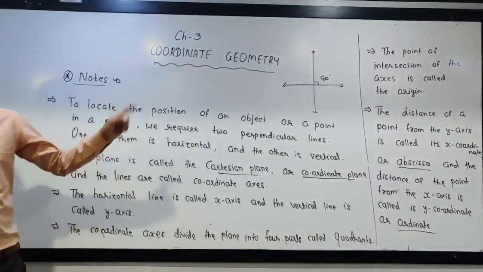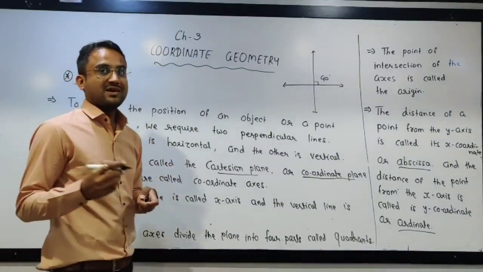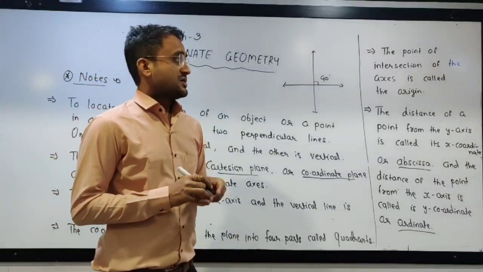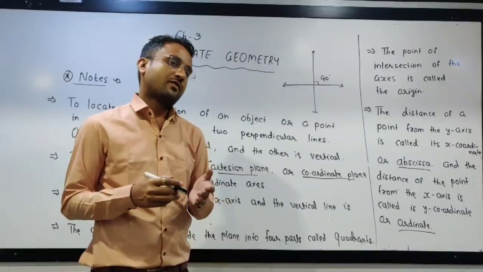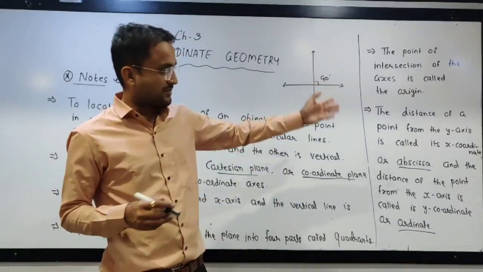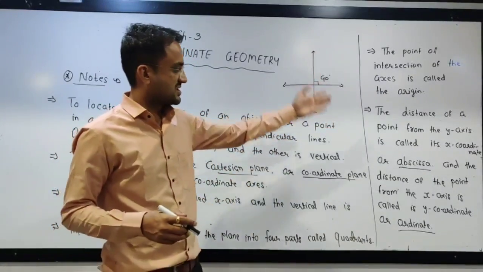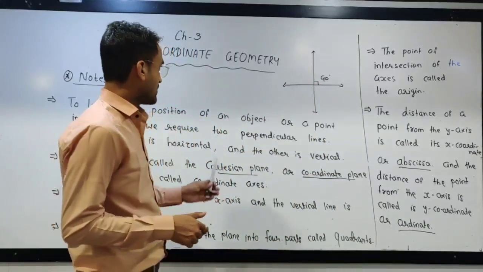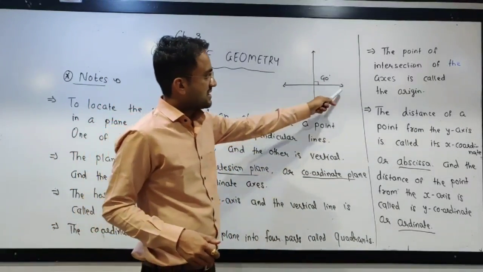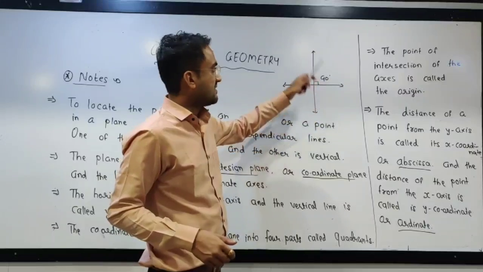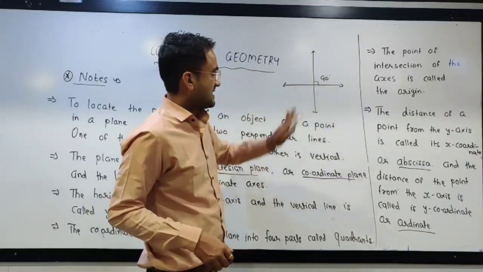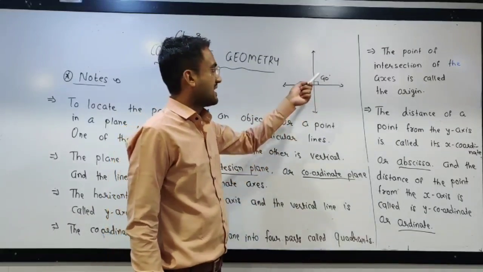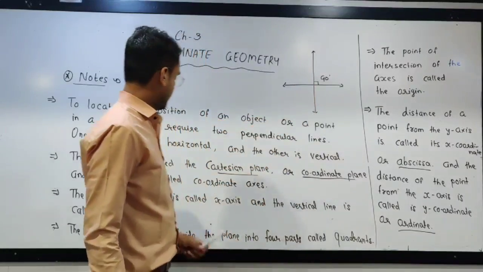See, in this chapter, we don't have many sums. So I will ask MCQs, blanks, true or false. So all these theories are important. I will ask most of the questions from these theories. So by one horizontal line and one vertical line, one plane is created. That plane is called the Cartesian plane. The other name of the Cartesian plane is coordinate plane.